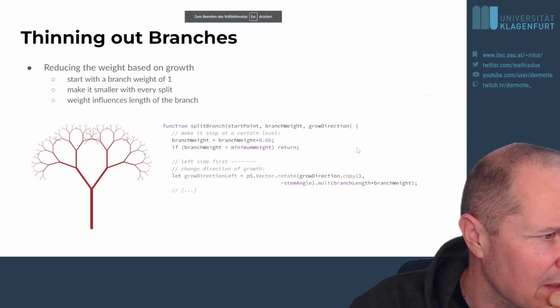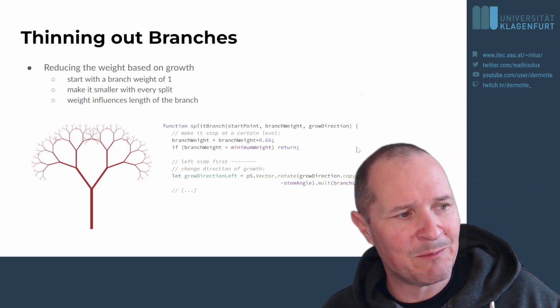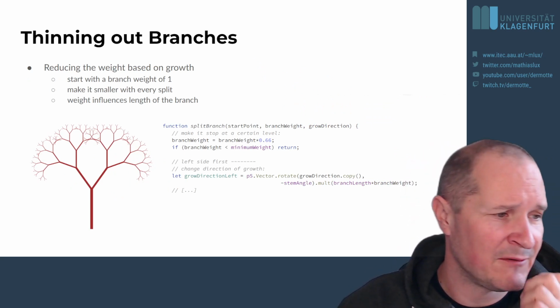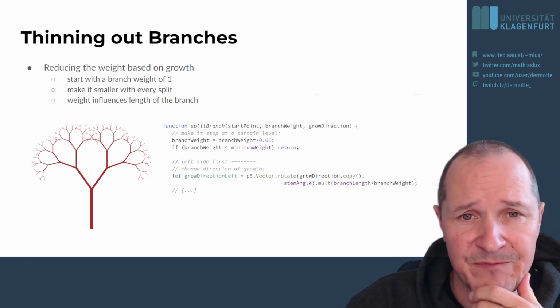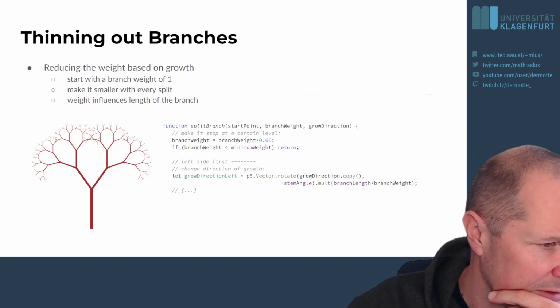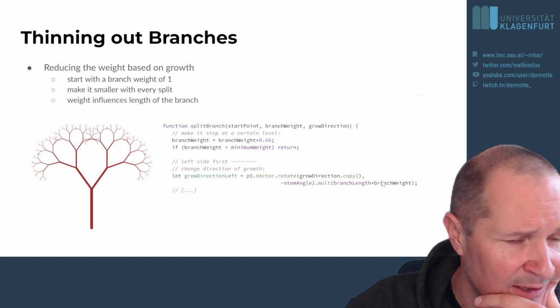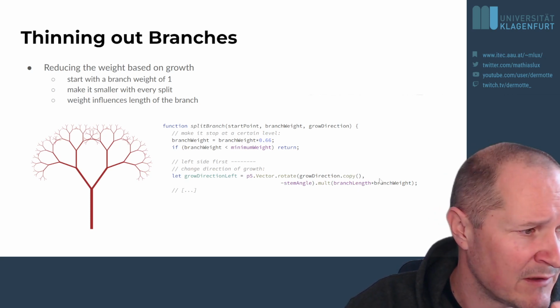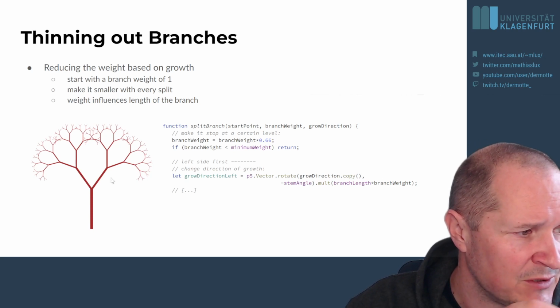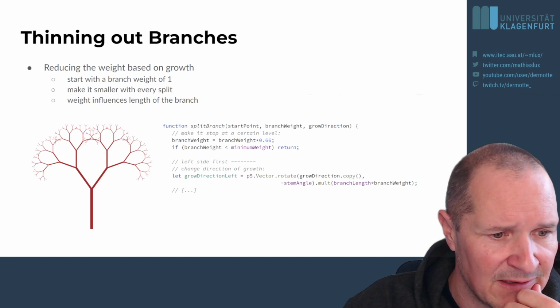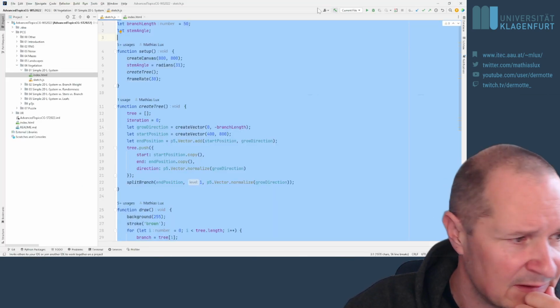So what would be next? Reduce the weight based on the growth and make it smaller. So instead of just going straight forward, we might use this branch weight and make the branch a third smaller for each iteration, and then we should end up with something like that. Let's see where this one is.